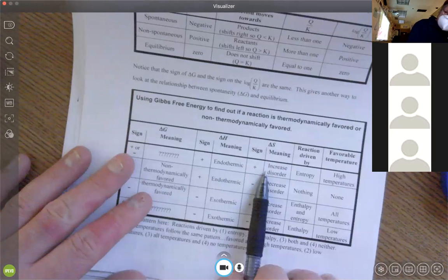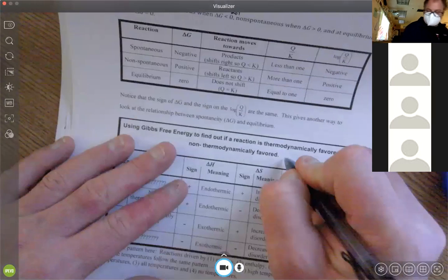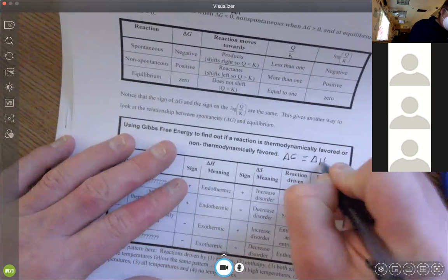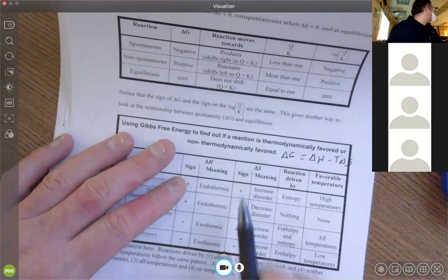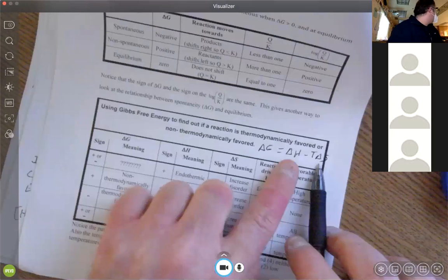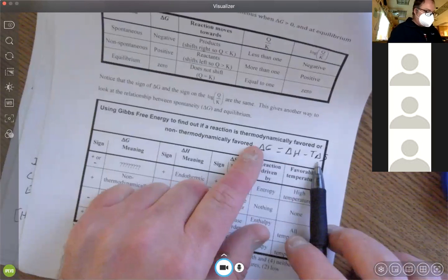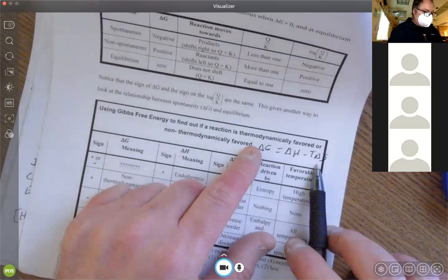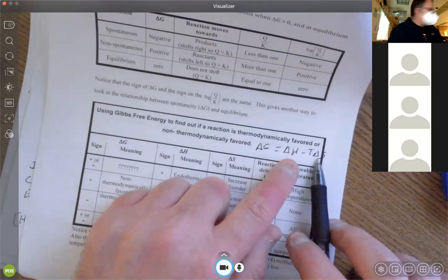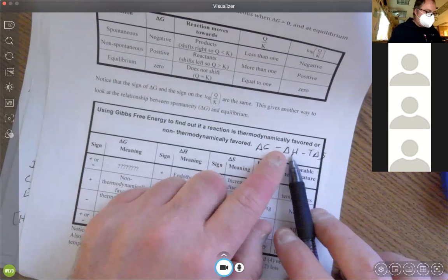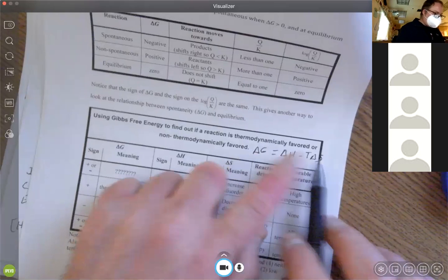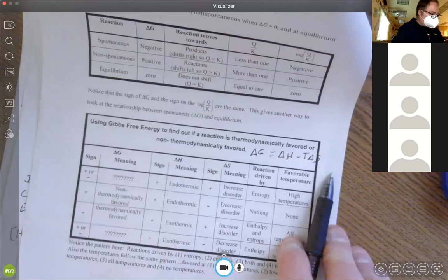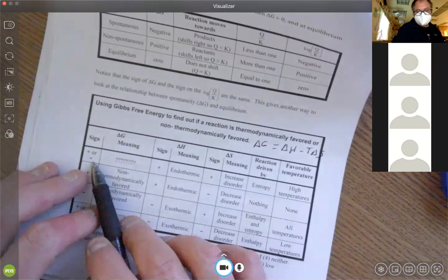I'm going to rewrite it. So if both of these are positive, what are the possible values for delta G we could get? It could be positive or negative, right, depending on the size of each of these. As it says here, delta G could be positive or negative.